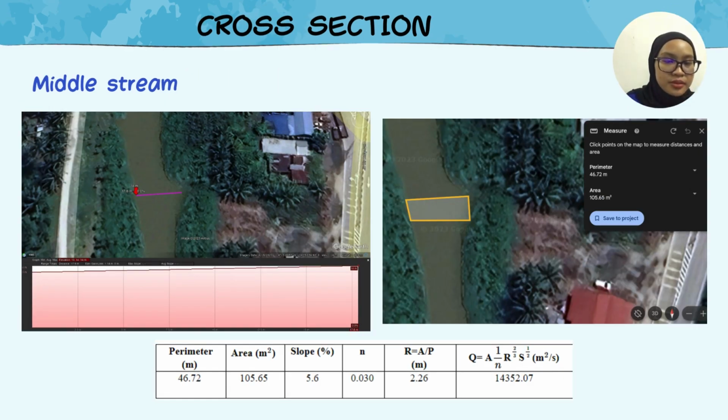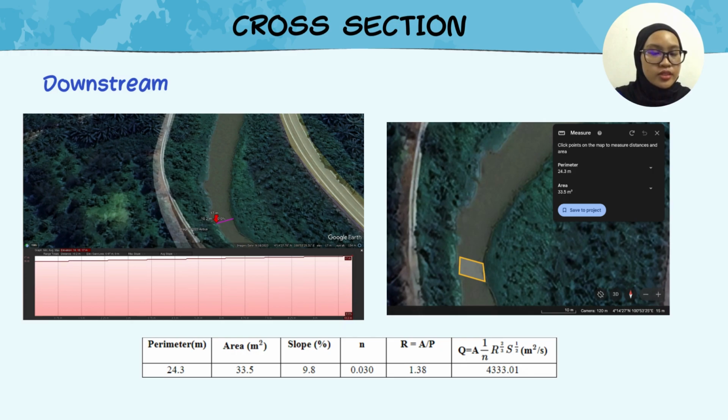Next is the cross-section for middle stream in Teluk Sena. The first picture is the cross-section and elevation profile, and the second picture is the perimeter and area. We insert these into a table for the calculation, and then we got the slope from the elevation profile, and we use n as 0.03, with hydraulic radius from area and perimeter. Then we get the flow from the formula. We get the answer is 14,352.07 meter per second.